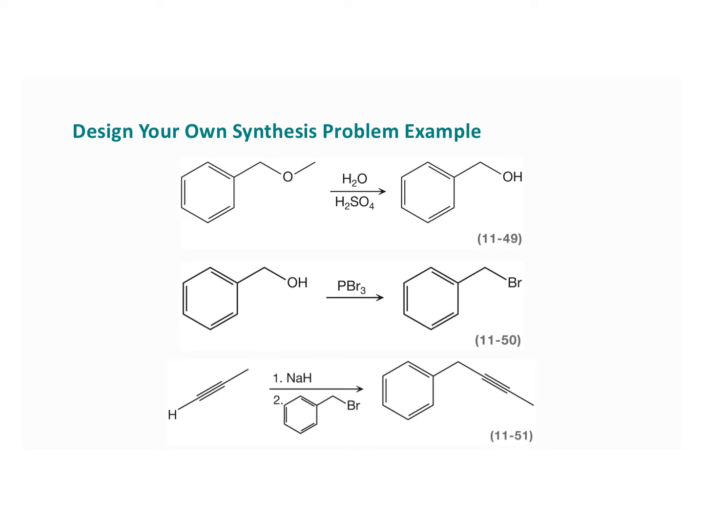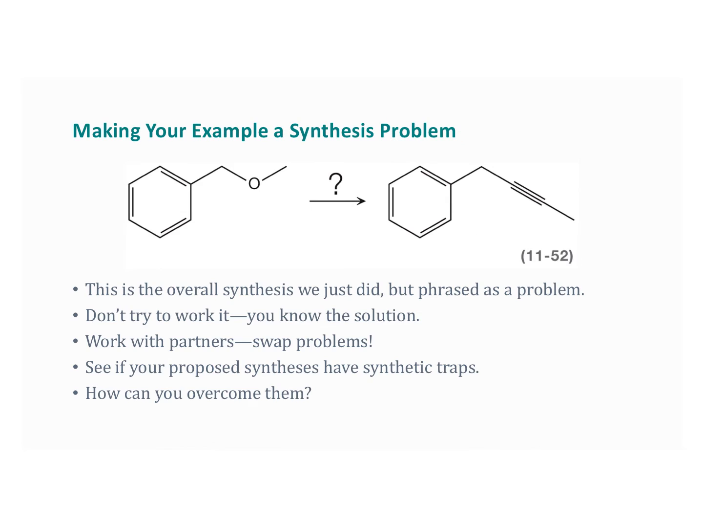Now, once you've come up with a list like this, and these are the first couple steps, you're going to treat this final product as the target, and you're going to treat this as the reactant, and you're going to ask how to synthesize it from the starting material. So your problem will look like this, okay? This is the overall synthesis we just did, but now it's phrased as a problem. Using this procedure to construct these synthesis problems will help you become more familiar with the reactions you've previously encountered. And the more familiar you are with those reactions, the better you'll be able to solve the synthesis problems.